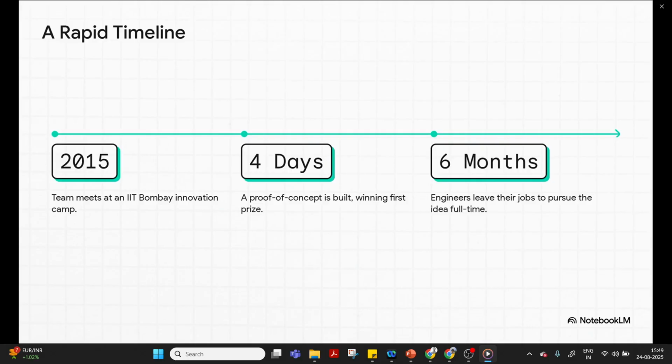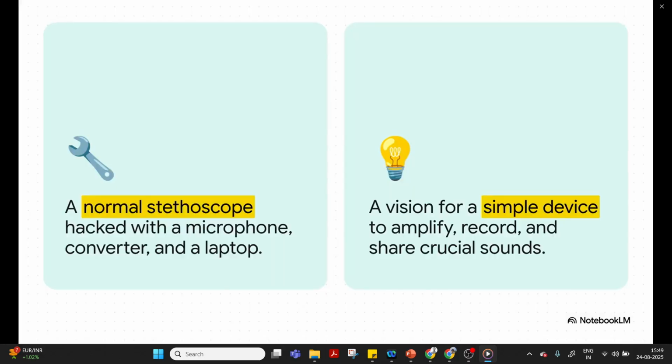But here's the real turning point. 6 months go by, and the two engineers, Tapas and Didarsha, they just can't shake this idea. They realized their corporate jobs felt kind of meaningless in comparison. So they decided to go all in. And their first attempt was, well, it was pretty rough. We're talking a standard stethoscope, basically hacked together with a microphone and a laptop. But you know what? It worked. Tapas put it on his own chest, and the whole room could hear his heartbeat. So yeah, the prototype was messy, but the vision it represented was absolutely crystal clear.